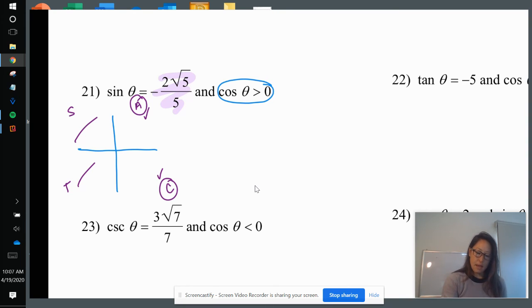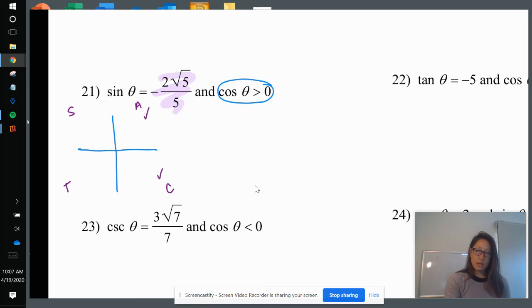Then I'm going to look, where is the sine ratio negative? Because my ratio here is negative. The sine ratio has to do with the y-axis. All ratios in the first quadrant are positive. All the sine ratios in the second quadrant are positive. So in the third and the fourth quadrant, the sine ratios are negative. To satisfy both these conditions, I'm going to have to be in the fourth quadrant.